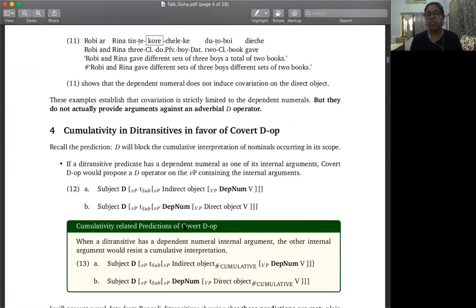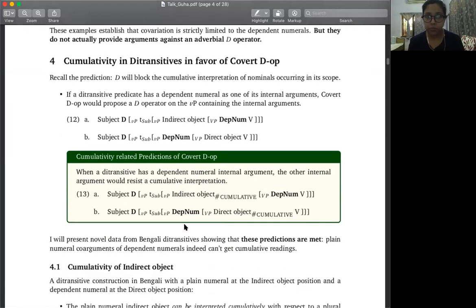Recall the prediction: D will block the cumulative interpretation of nominals occurring in its scope. So if a ditransitive predicate has a dependent numeral as one of its internal arguments, covert D would propose a D operator on the little VP containing the internal arguments, as in 12.